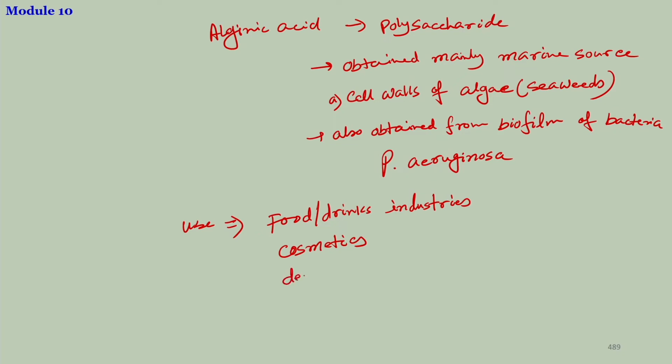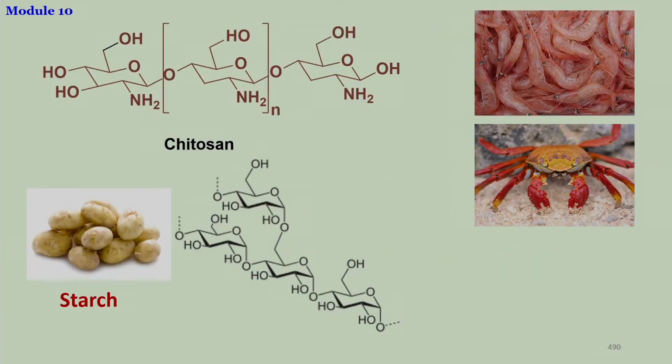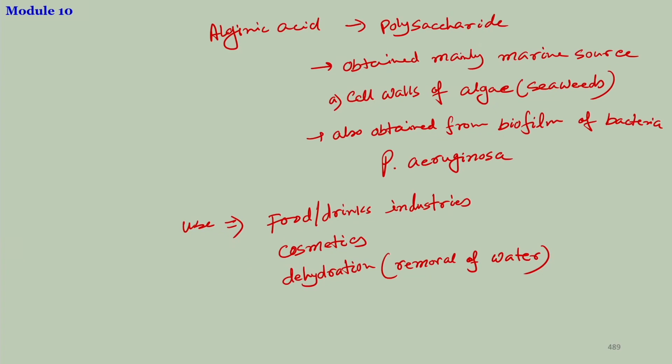So, dehydration means removal of water. So, it is also being used as a waterproofing agent. Nowadays, alginates are also used for medical purposes as drug delivery systems. So, I will show you the structure of alginic acid.